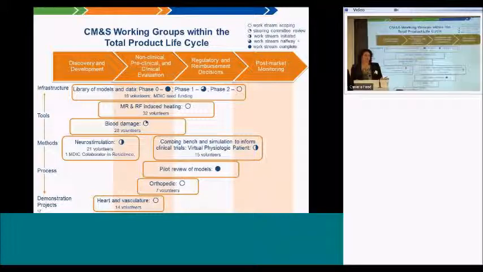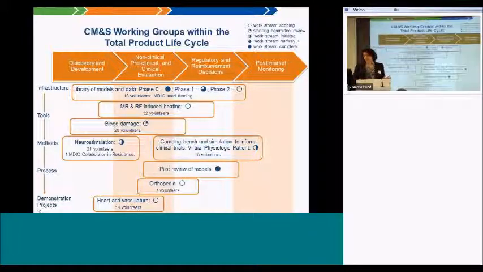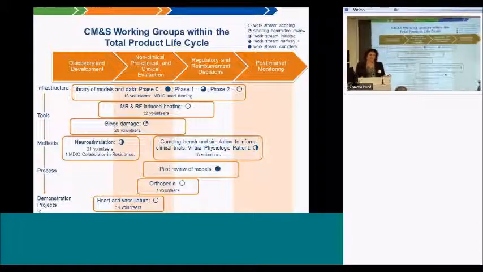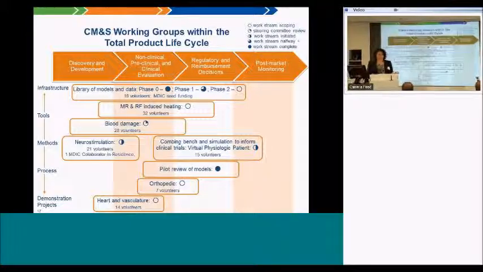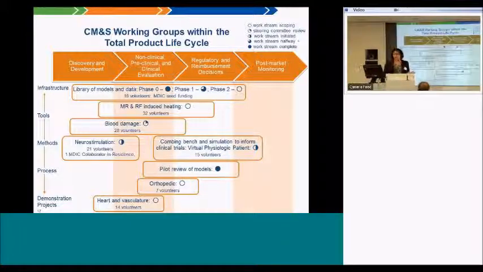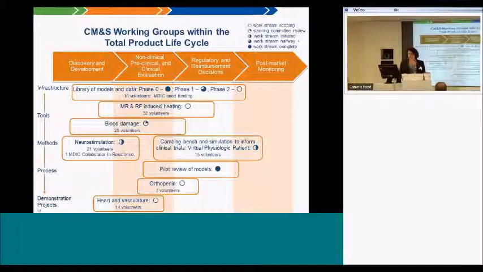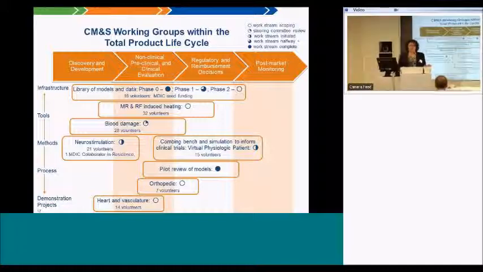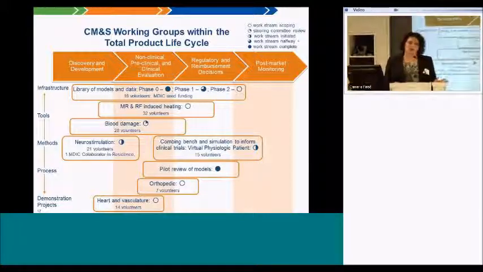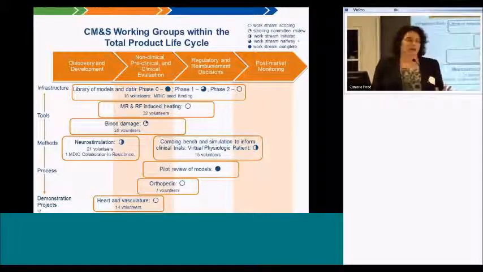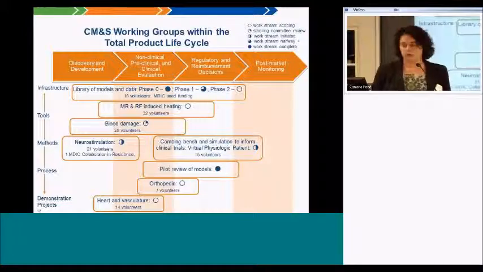And if we think about all the work that these working groups are conducting, we like to place it over top of our total product life cycle. That gives us a way to look at where the working group is conducting their activities and where they're looking to make impact with their computational modeling and simulation efforts. Then additionally on this chart, the vertical axis shows the type of tool or method, the type of deliverable that the working group will produce.